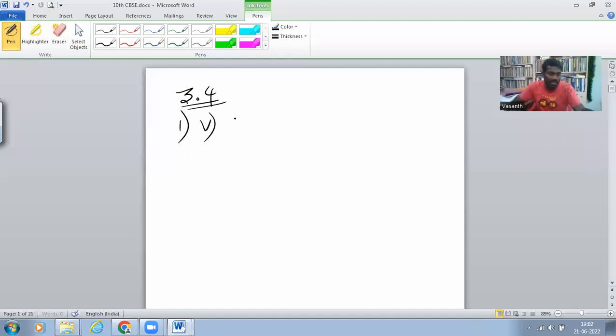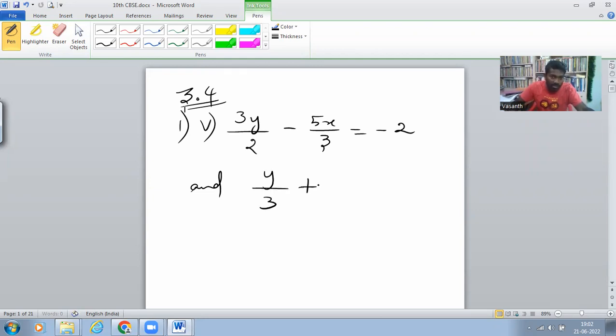I'll write the given equations. So the given equations are 3y by 2 minus 5x by 3, which is equal to minus 2. And the second equation is y by 3 plus x by 3 is equal to 13 by 16.